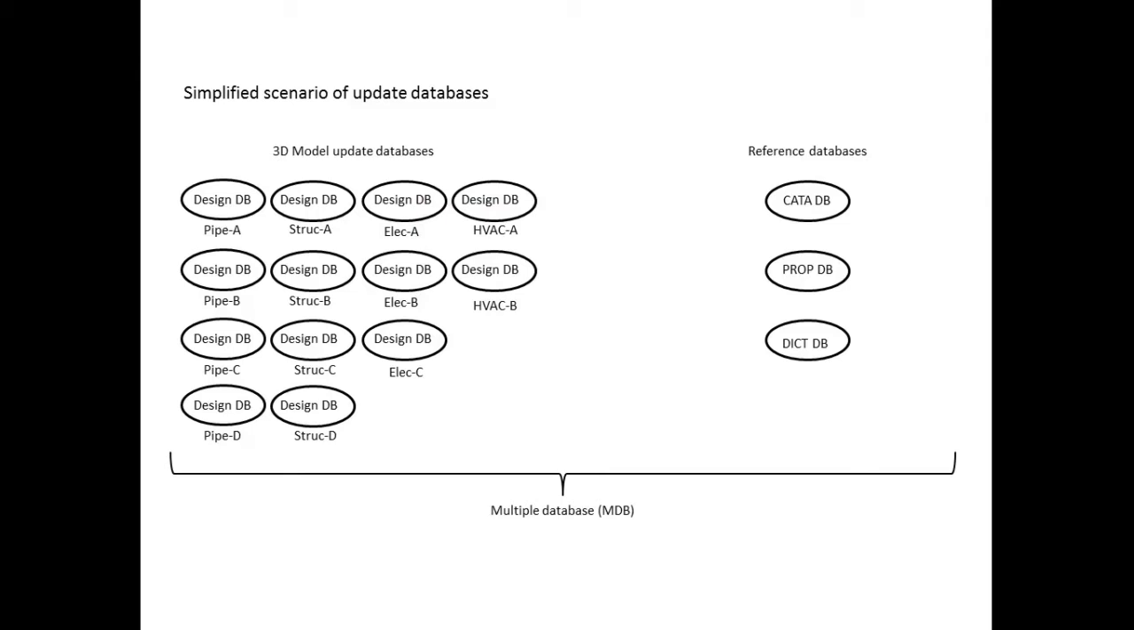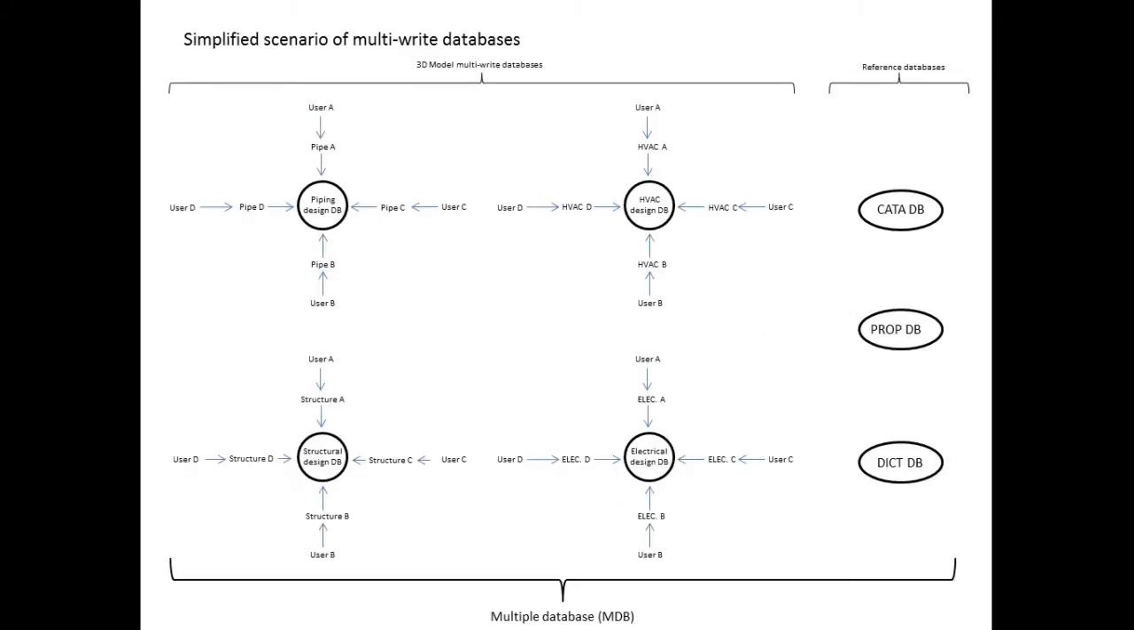But as I told, in large projects with a large number of users, it is required that several users work on a database together. So multi-write databases will be used. This slide shows you a simplified scenario of multi-write databases. As you see, in this type, several users like user A, user B, user C, and so on can work at the same time on, for example, a piping design database.